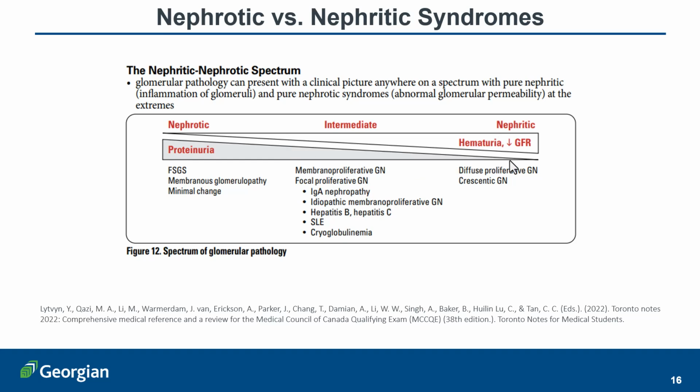And then on the other side of the spectrum is the nephritic syndrome, which has to do with the actual inflammation of the glomeruli. What causes the nephritic syndrome is also autoimmune in nature. You can see here diffuse proliferative glomerulonephritis, crescentic glomerulonephritis. All of these are caused by autoimmune conditions. One particular example, in terms of the etiology of the nephritic syndrome, is what we refer to as post-streptococcal glomerulonephritis.